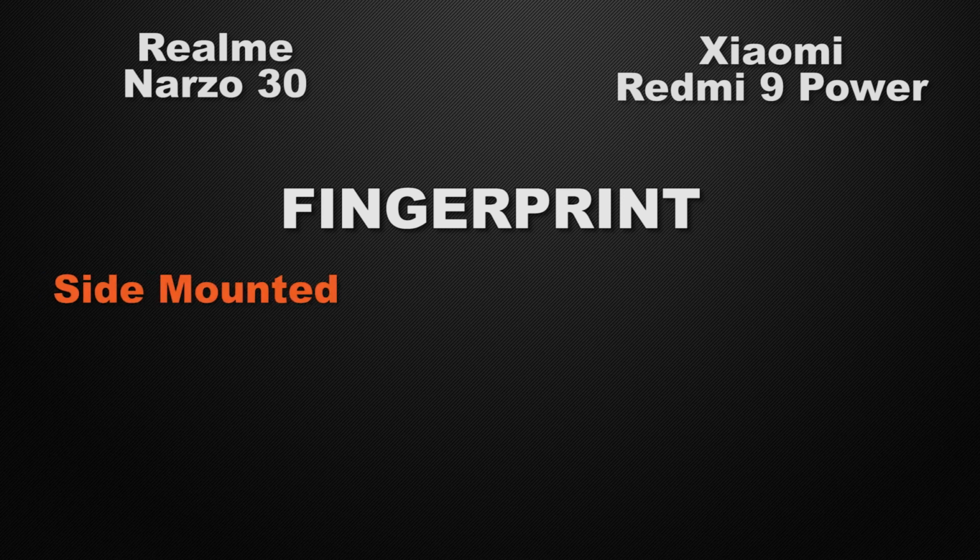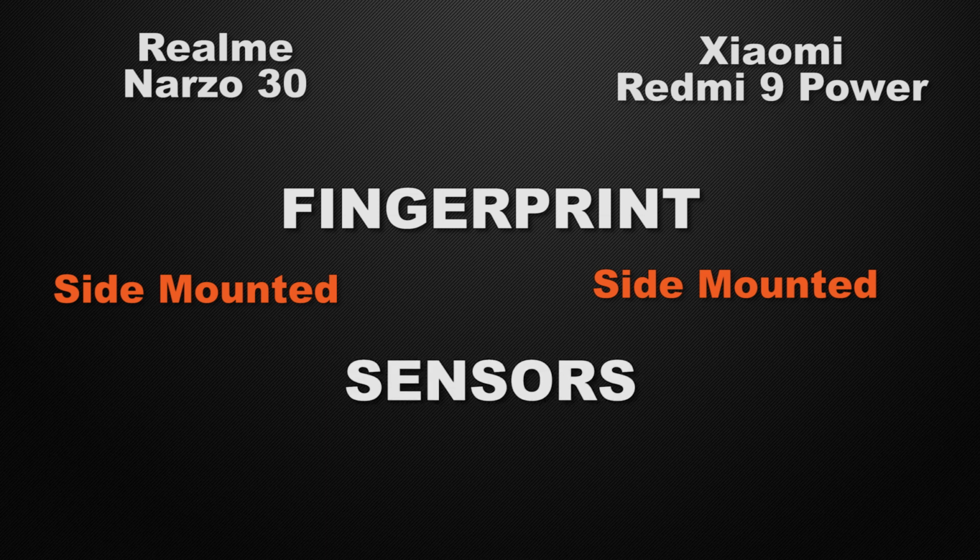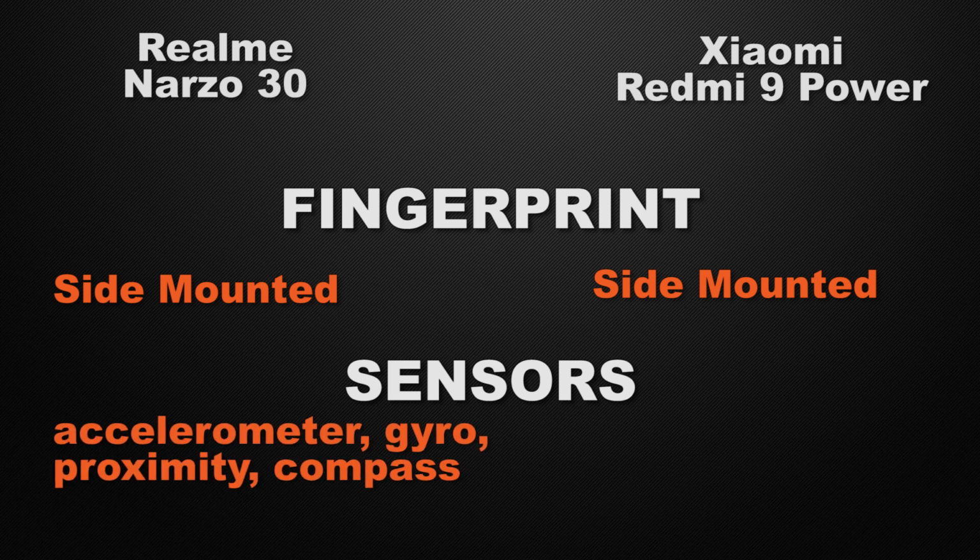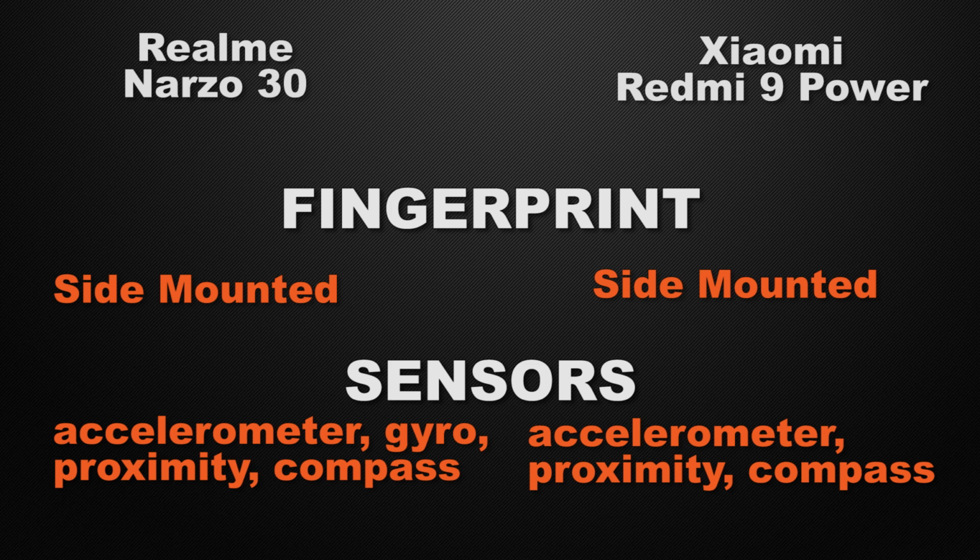Moving to some of the most important features of the devices, let's start with the fingerprint scanner. Narzo 30 has a side mounted fingerprint scanner. On the other side, 9 Power also has a side mounted fingerprint scanner, so it's a tie. And about the sensors, Narzo 30 has accelerometer, gyroscope, proximity and compass, whereas 9 Power has accelerometer, proximity and compass. So the winner here is Narzo 30 because it has a gyroscope.